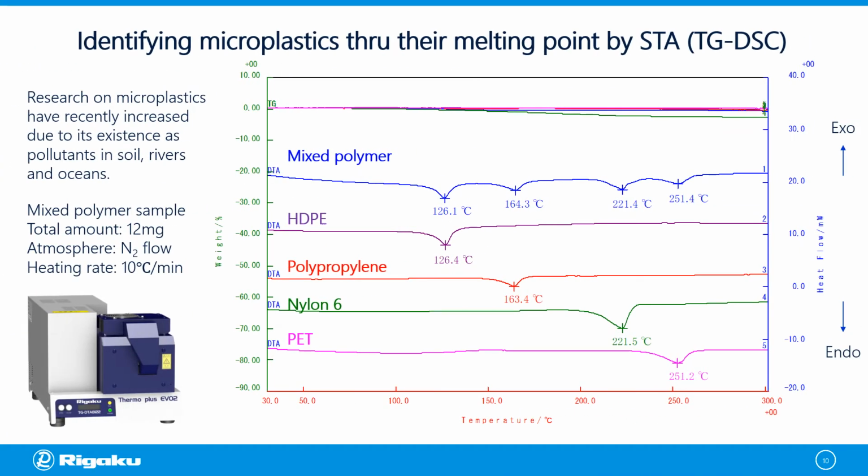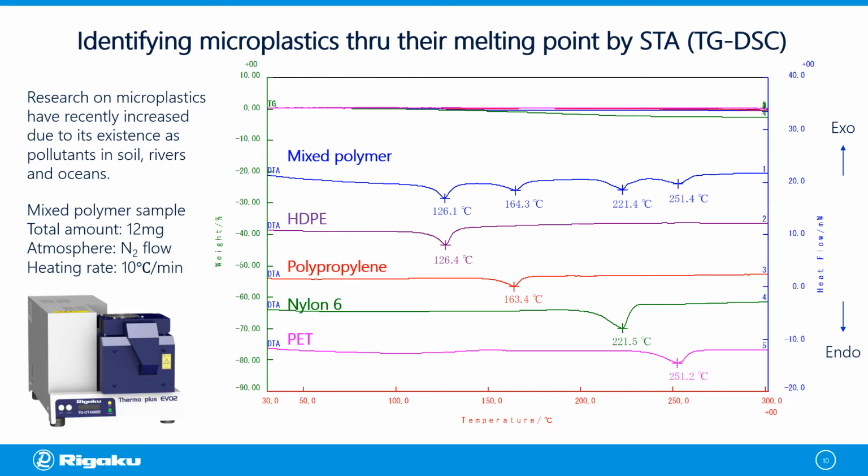Microplastics, or MPs, are defined as used plastic particles derived from polyethylene or PE, polypropylene or PP, nylon, and PET bottles with a size of less than 5 mm that exist as pollutants in soils, rivers, and oceans. Here is an STA application of a mixed polymer cut in small pieces of 2 to 5 mm in size and individual polymer samples of PE, PP, nylon 6, and PET.